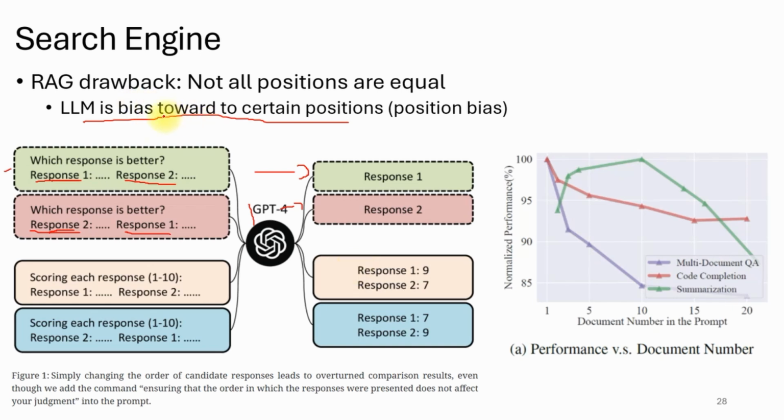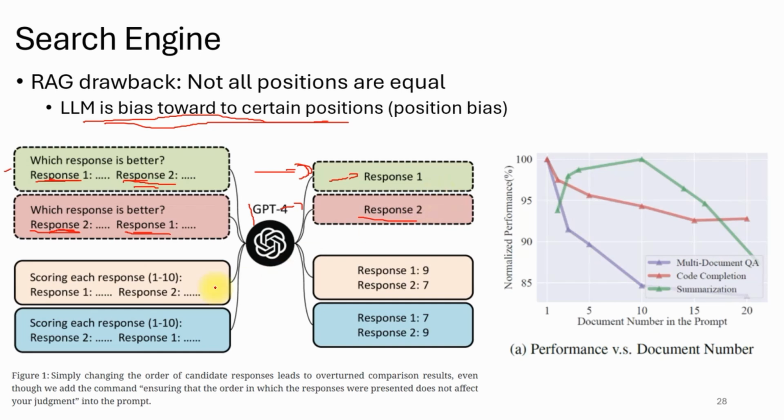Some scientists found out that the LLM is biased toward a certain position. So you have the same question, but you just place your chunks, your relevant information, in different positions, and your answer will also be different. If you place response number 1 first and response number 2 second, then ChatGPT will likely answer response number 1. But if you put response number 2 first and response number 1 second, ChatGPT will take response number 2 to answer.